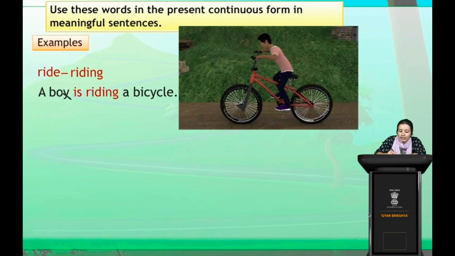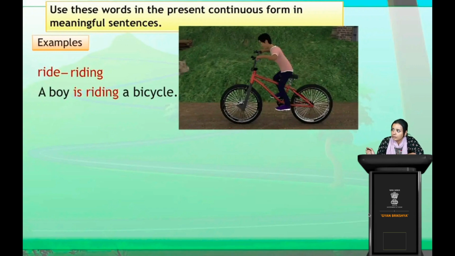So we can see that this is a V1 form and it's in present tense. And then we can see that verb plus ing form. Then we can say instantly that this is a present continuous tense, right? So similarly, we can also see other examples.